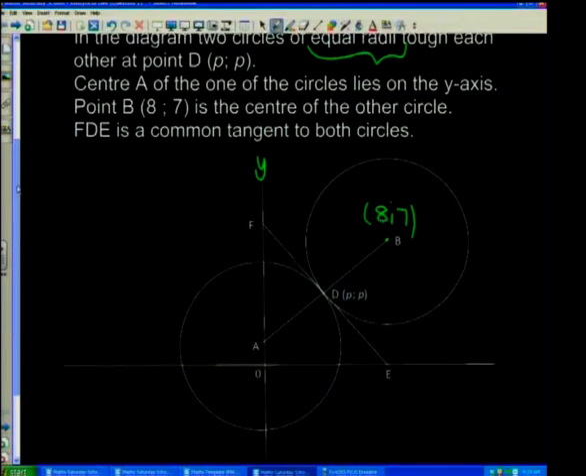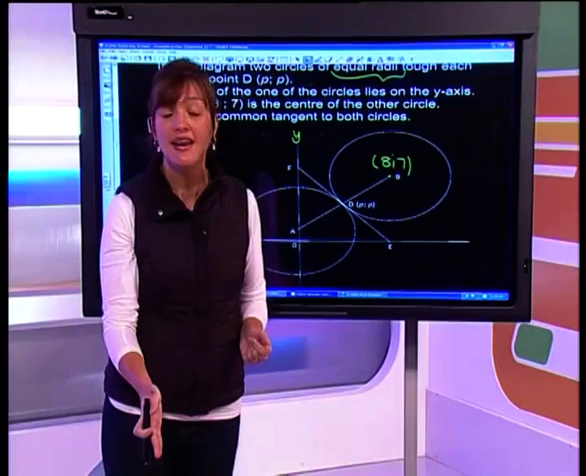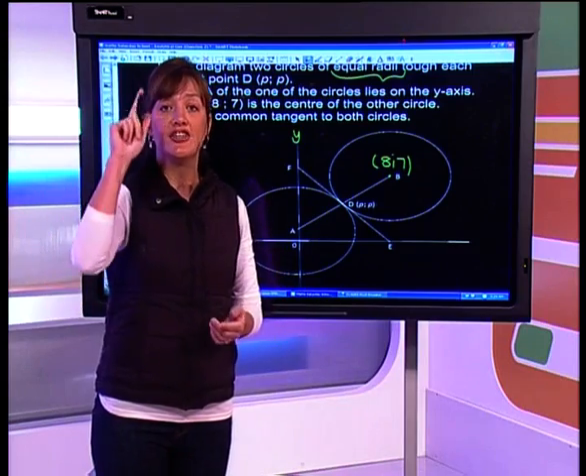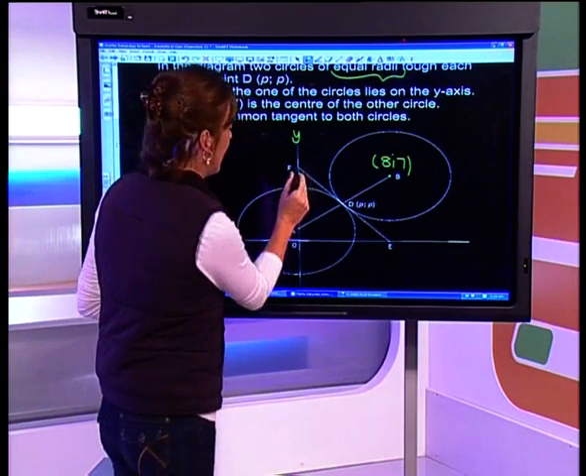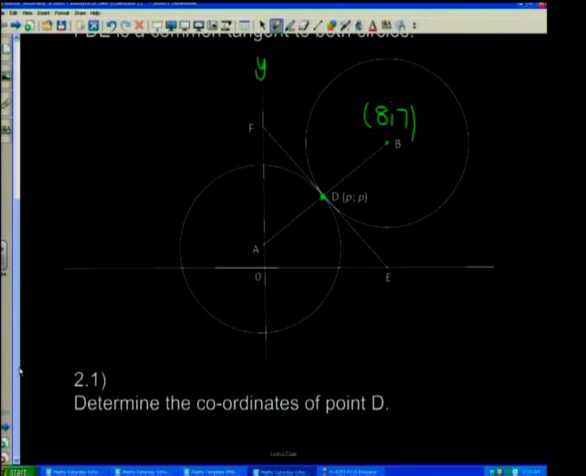And the other thing that's been told to us is we've got a tangent. Just to remind you, I'm sure we all remember this from calculus, your tangent is a straight line that is touching your circle or your other line at just one point. So this tangent over here is touching both of your circles at one point. Right, question number 1 they have asked us is to determine the coordinates of point D.